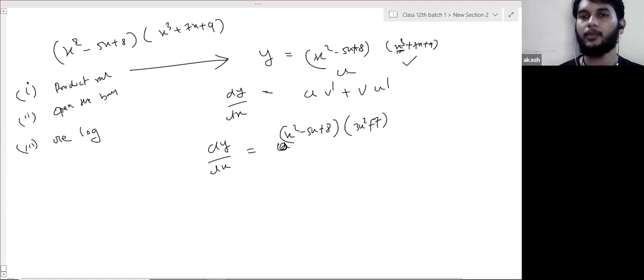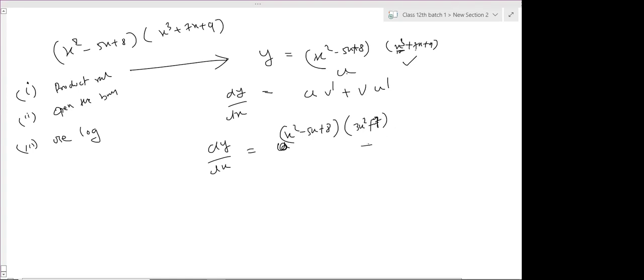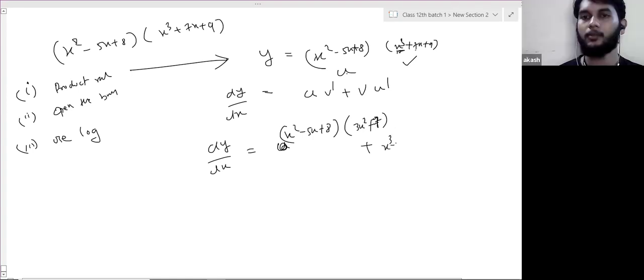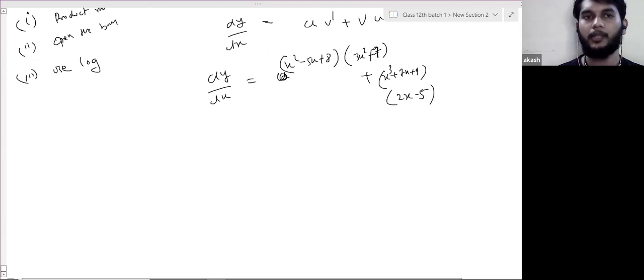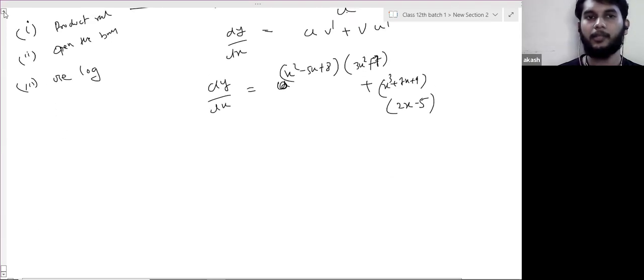Differentiation of x cube plus 7x is 3x square plus 7, plus v, which is x cube plus 7x plus 9, into the differentiation of this, which is 2x minus 5. All right. So we can open these brackets also, but let's stop that for a moment and try to solve the second part.